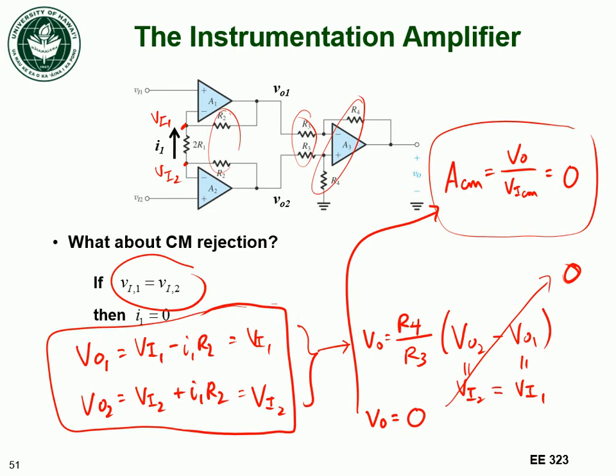So I have the same issue with common mode gain as I did with my normal difference amplifier, but I didn't make it worse, even though I have more resistors here. Any questions on this? Okay, let's go through some examples.